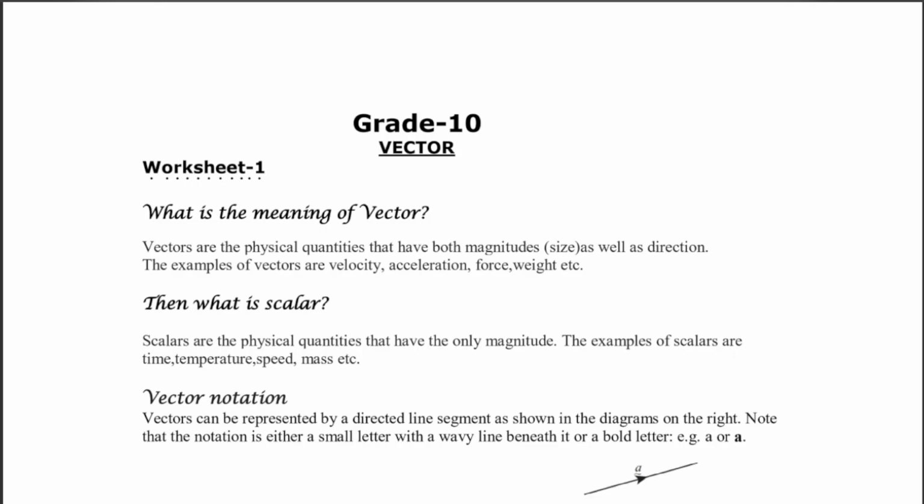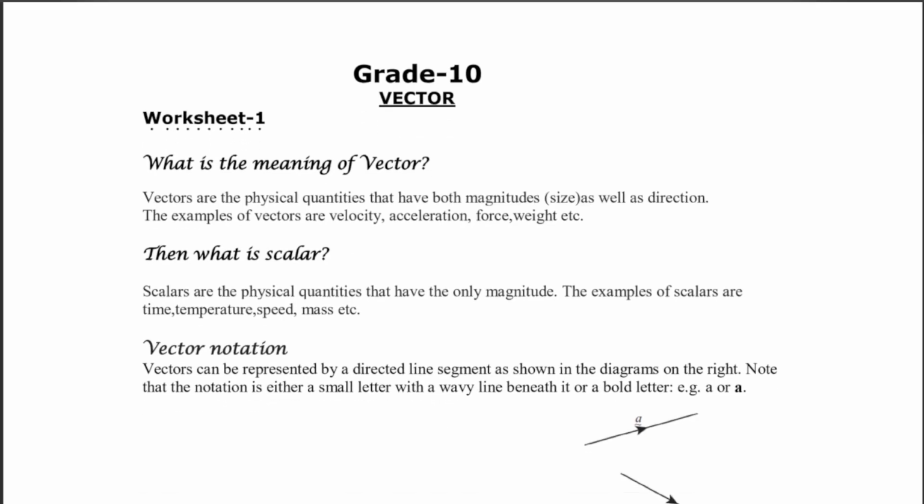So today we are going to start with a new chapter, Vector, IGCSE, grade 10. As you all know, the definition of vector says that any physical quantity that has not only magnitude but also direction. The vector definition is very clear that it should have a magnitude as well as direction. Any physical quantity that has both of these can be called a vector. For example, force. A good example is force.